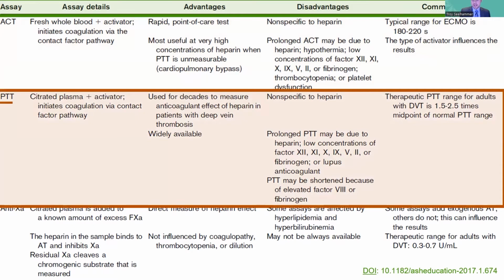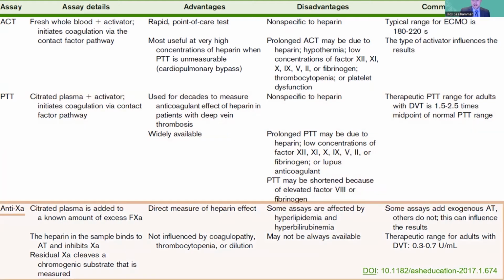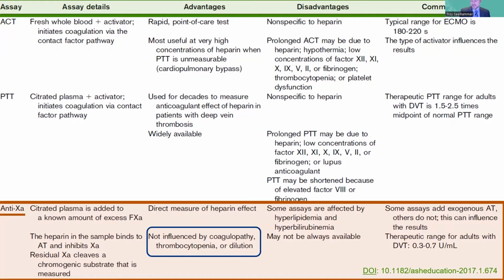If you looked at APTT, this is a little bit different. It's really not specific to heparin itself, and it too can be prolonged by a variety of different variables. Now you have to also consider the lupus anticoagulant effect, and then of course, the expected decreases in circulating zymogen precursors. If you look at anti-10A, this is a functionally very different assay, and it's not nearly as influenced by coagulopathy, thrombocytopenia, or dilution, which is a very big advantage of this particular assay.